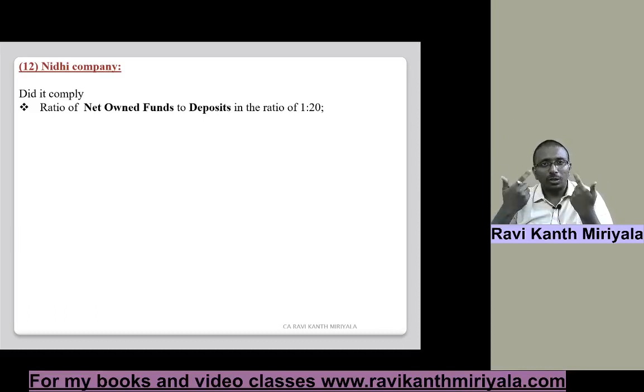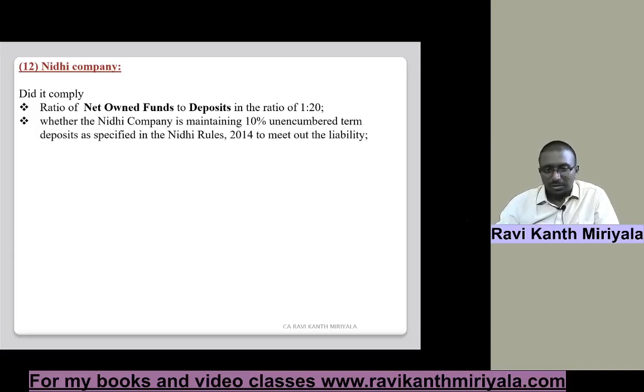If you keep 1 crore of your own, then I can borrow up to 20. That's it. I cannot borrow more than 20. I can borrow less than the 20. Got it? So 1:20 should be the ratio of net owned funds to deposits. It should not cross. If the owner's fund is 1 crore, then you can borrow 20, then 21 you can lend to somebody. Got it? That is one. That ratio you are supposed to check.